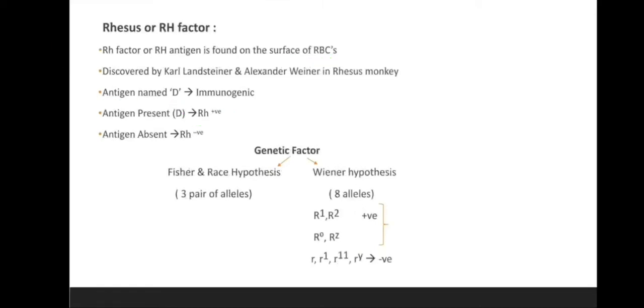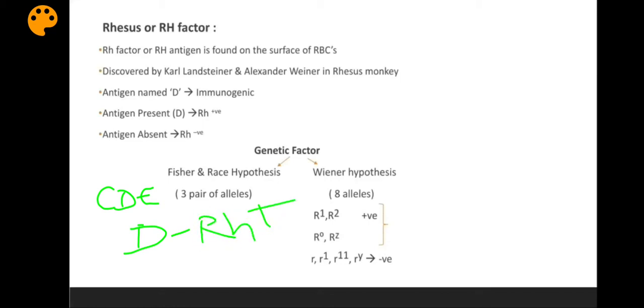Here there are two hypotheses regarding the genetic factor, especially the RH factor. The first one is Fisher and Race's hypothesis. In this hypothesis, there are three pairs of alleles located in three different loci. The capital D dominant allele will produce the RH positive type. The double recessive, small dd, will produce the negative phenotype.